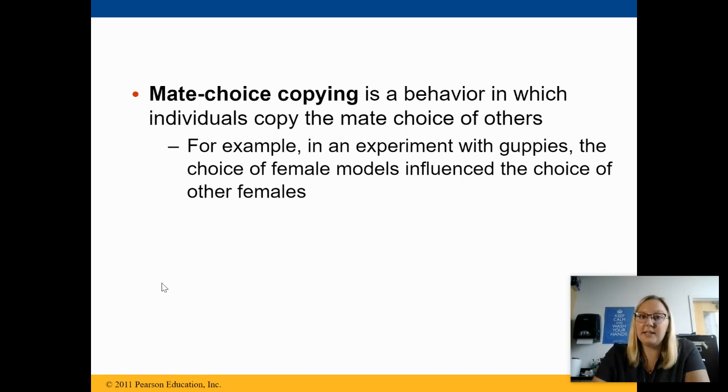Mate choice copying is a behavior in which individuals copy the mate choice of others. In an experiment with guppies, the choice of a female models the influence of the choice of other females.